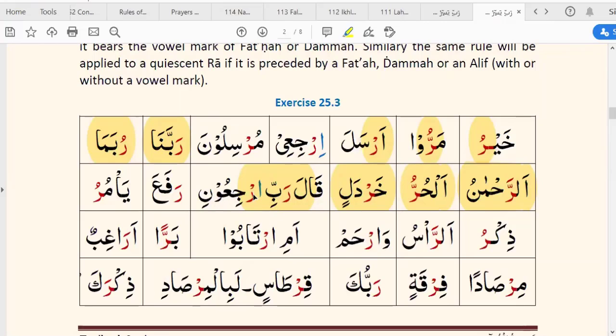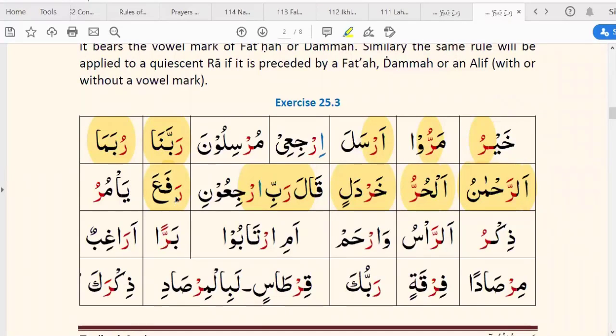And over here again we have letter Ra with a sukoon. But before that, can I just interrupt? Assalamu alaikum. If you cannot do that particular rule today, let's just move on to the next one over here.